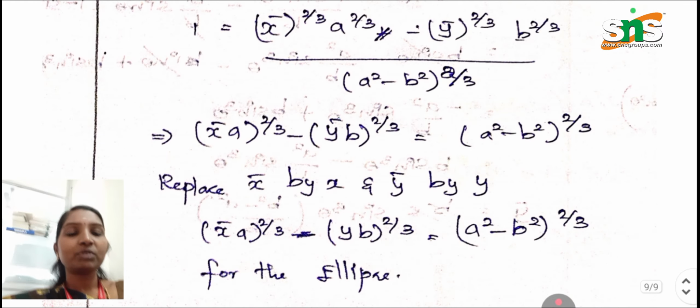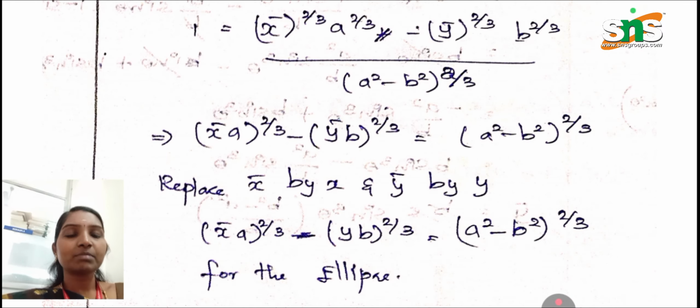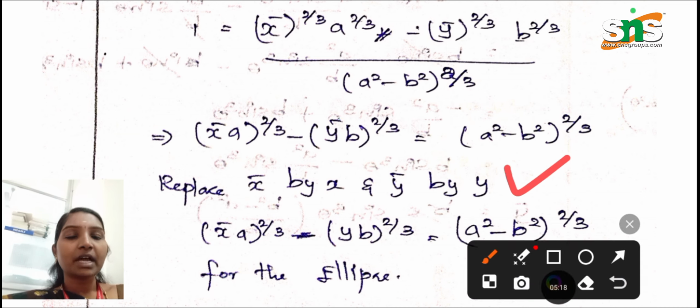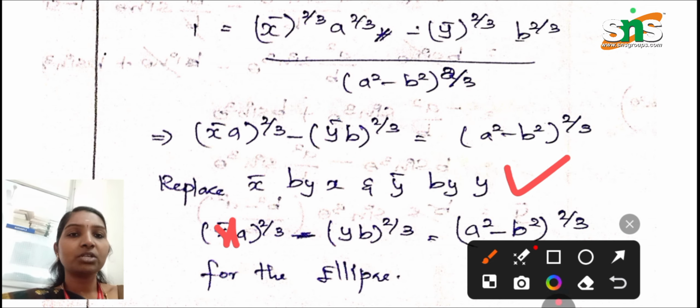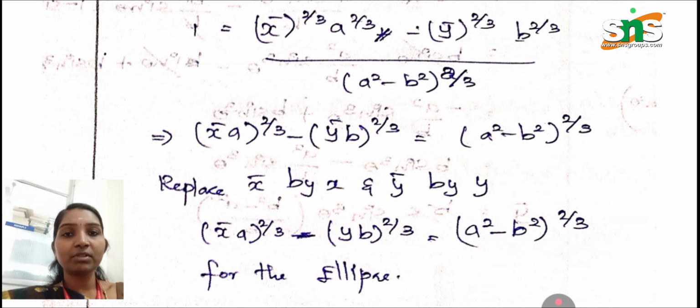Now in the final step, we have to replace x bar by x and y bar by y, so that we will get the answer for the ellipse, which means the evolute of the ellipse. This is nothing but x by a to the power 2 by 3 minus y by b to the power 2 by 3 is equal to a square minus b square to the power 2 by 3, which is the equation of the evolute for the ellipse. So this is how we perform a problem to find the equation of the evolute for the given question.